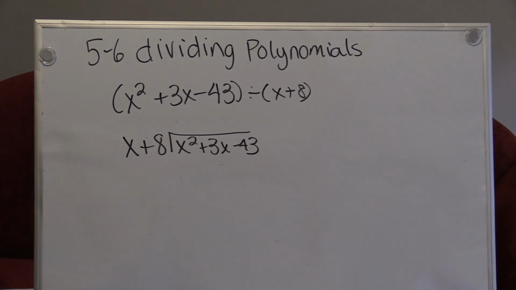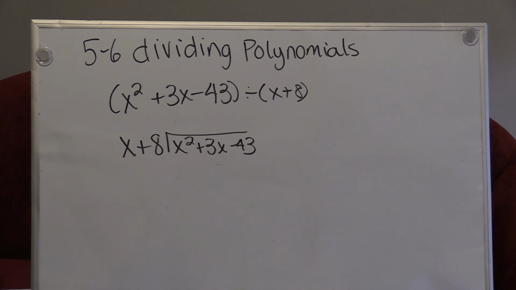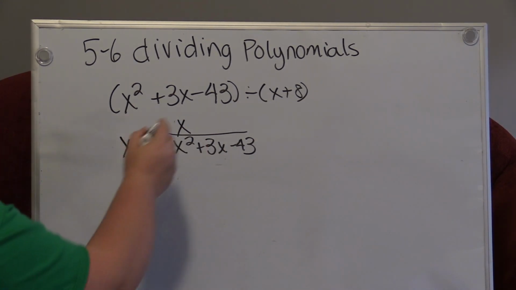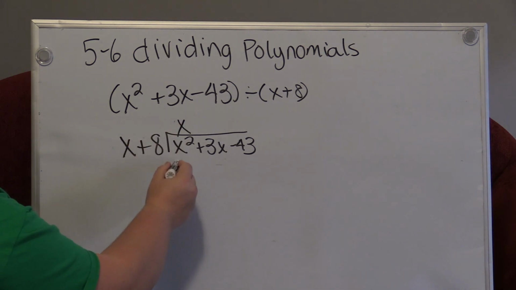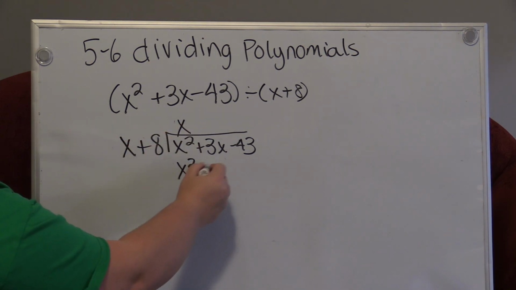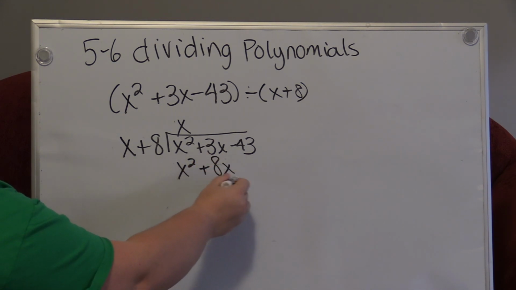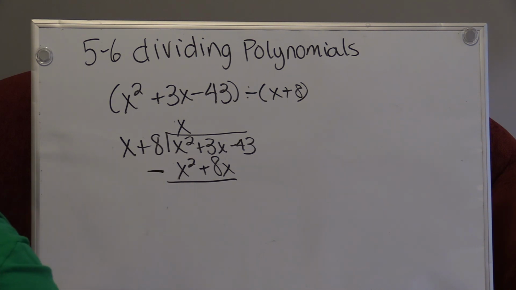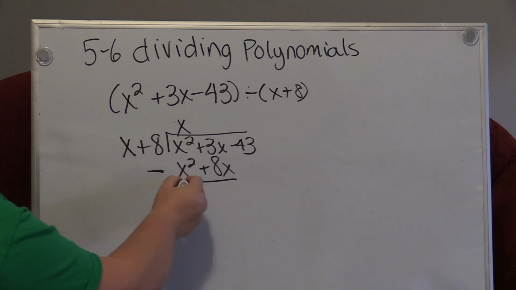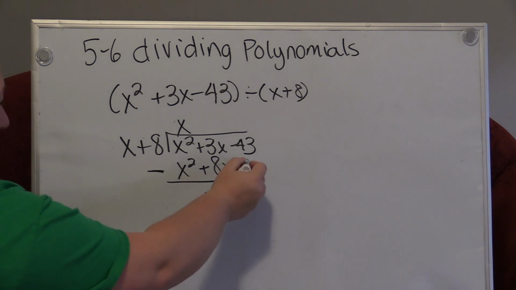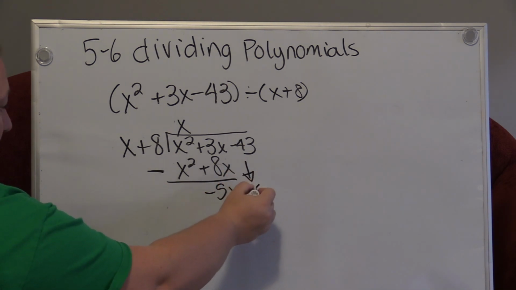So first we have to divide. So x times what is x squared? And that's x. So we divided. Now we're going to multiply. So x times x is x squared. X times 8 is 8x. Then we're going to subtract. And those cancel, and I get negative 5x. And I'm going to bring down the negative 43.